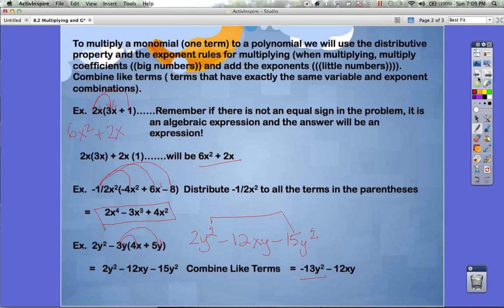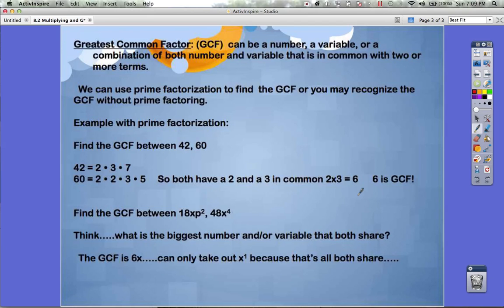All right. Now, greatest common factor, or GCF, can be a number, a variable, or a combination of both a number and a variable that's in common with two or more terms. And we can use the prime factorization for this to find the GCF, or you may just recognize it just looking at the numbers. Either way, if you need to do prime factorization, that's fine. But if you can recognize them, that's even better. It's quicker. But let's do a prime factorization just for practice.